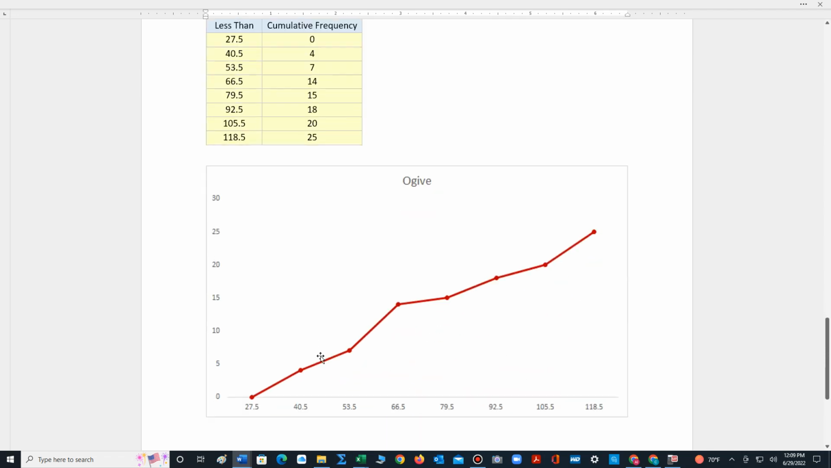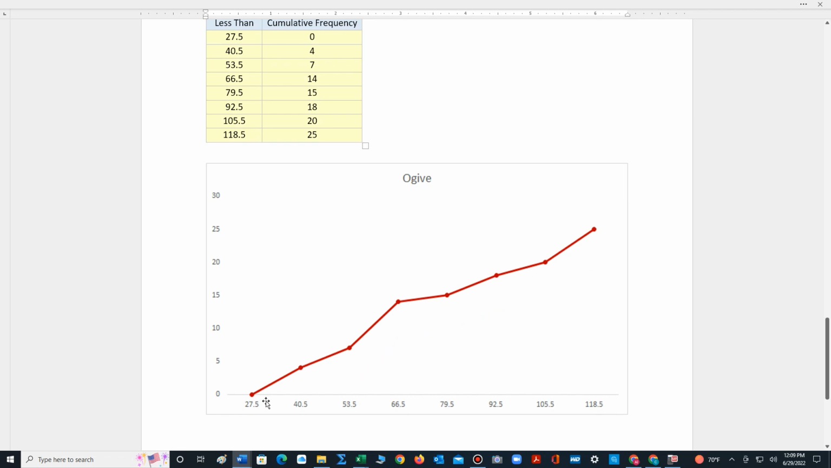Next, we graph this table. We place all the class boundary limits on the x-axis, all the cumulative frequencies on the y-axis. In this example, we went by units of 5. We plot the points. 27.5 is 0 on the x-axis. 40.5 is 4. 53.5 is 7. And so on. You plot all the points. Finally, connect the points with straight lines. And that is the ogive.